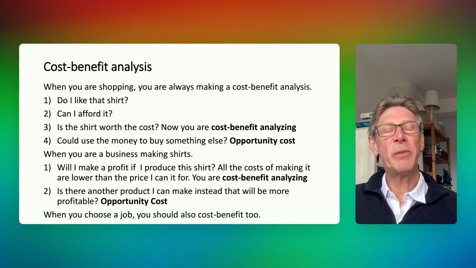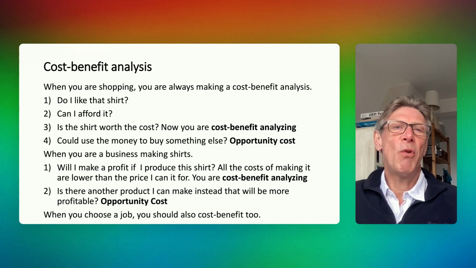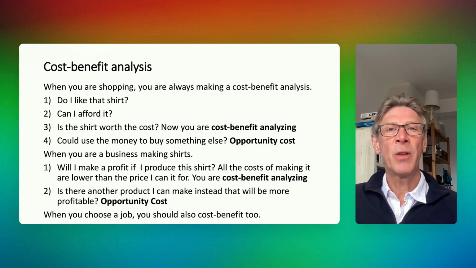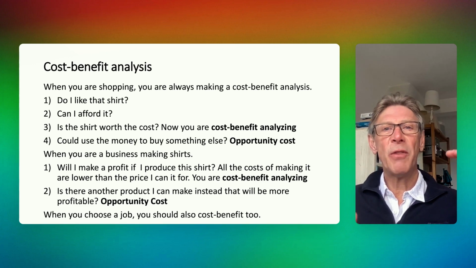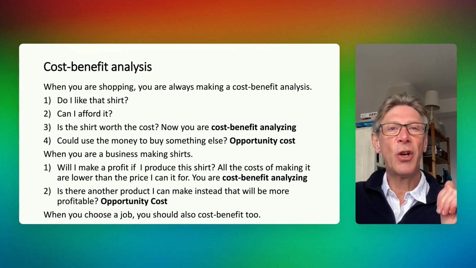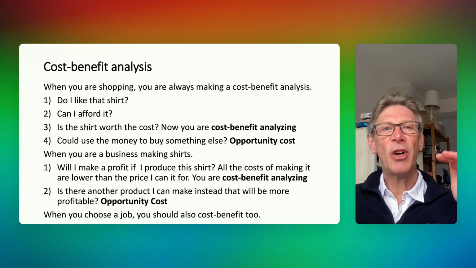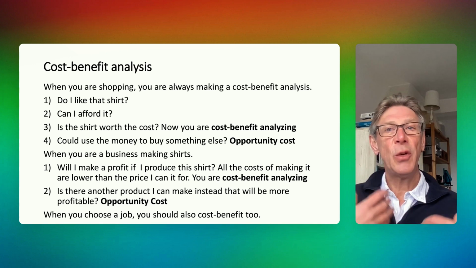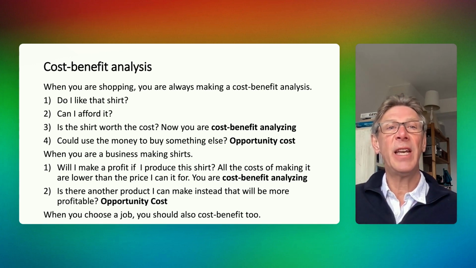Now you're using cost-benefit analysis. You're thinking, if I spend this $10 on this shirt, then I have $10 less left. So I'm without this $10. Maybe I could have spent this $10 on something more useful, more enjoyable. You are weighing the benefit of owning the shirt against the cost of owning the shirt. And you are trying to decide whether the cost of the shirt is worth it or not. You are undertaking a cost-benefit analysis.